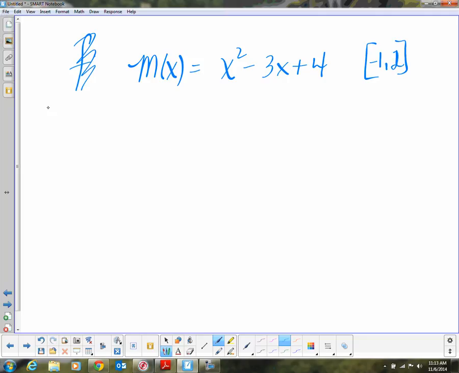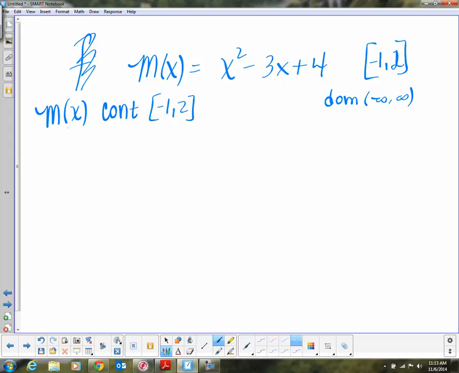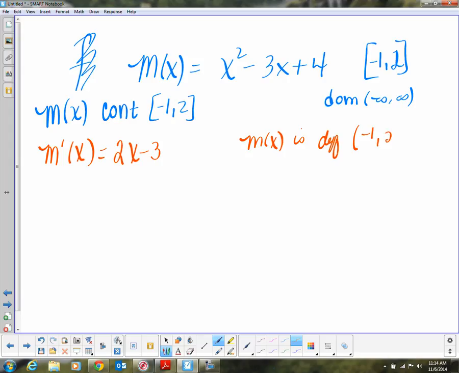All right, so what do we do first? Domain. What's our domain? Okay, what does that tell me then about m of x? That means it's continuous on the closed interval. That's points. Now, what do we do next? The derivative, right. So the derivative is 2x minus 3. Is that derivative always differentiable? Yes. So we know m of x is differentiable where? Open interval. I'm checking your parentheses and your brackets. So now we're going to say what?